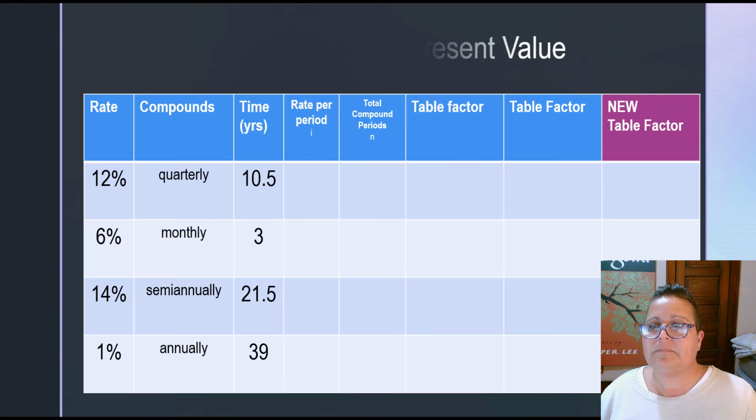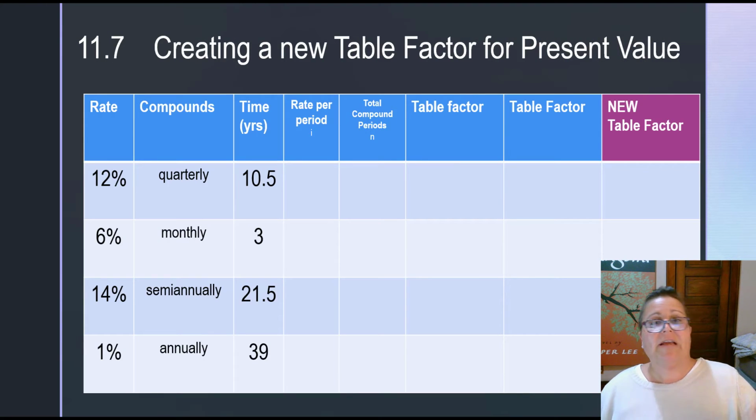All right. So to create a new table factor, again, I have a slide here with some practice. I'll go through the first one and we'll see how it goes from there. So we have a 12% rate compounded quarterly for 10.5 years.